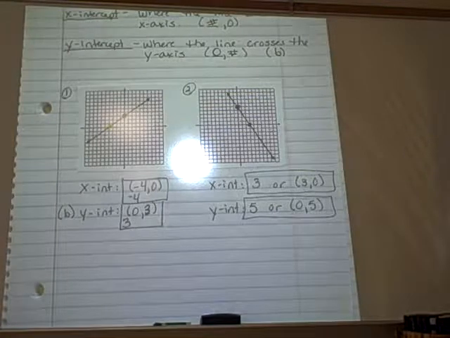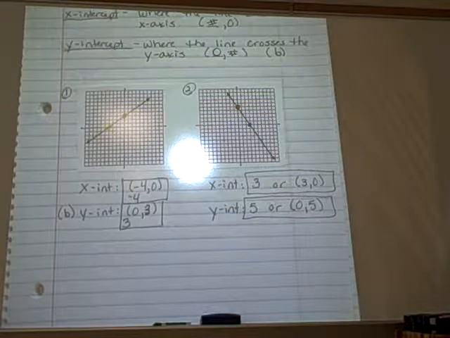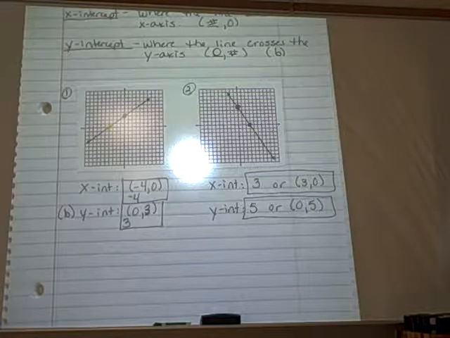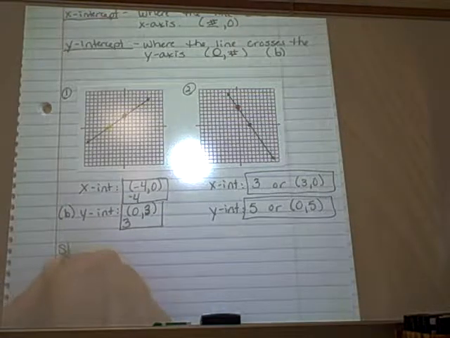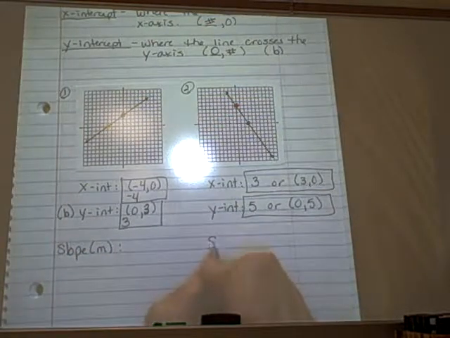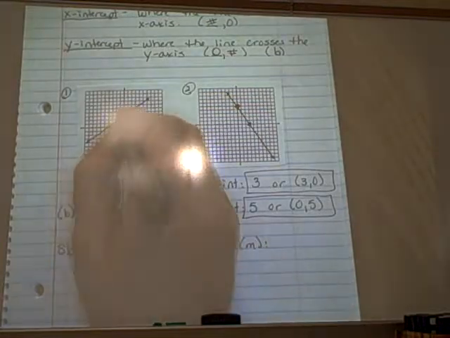Okay, while we're at it, let's go ahead and figure out the slope on these two. Anybody remember the variable that's used for slope? I just said it a second ago. Right, the slope variable is m, so slope is m. We're just going to count the stair step.